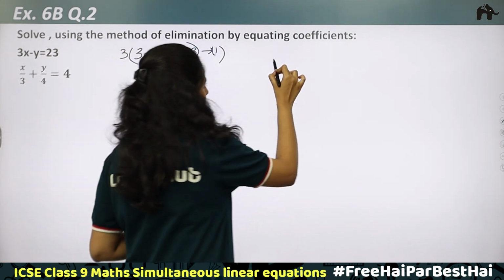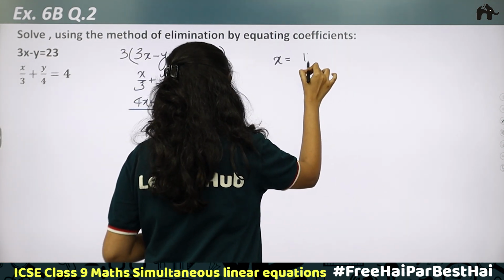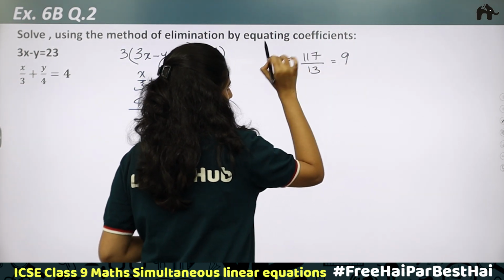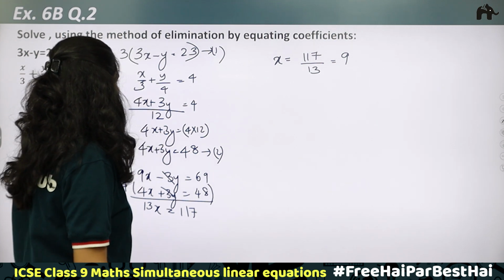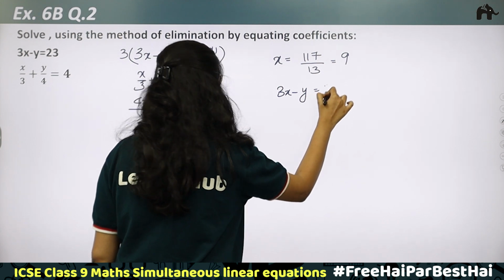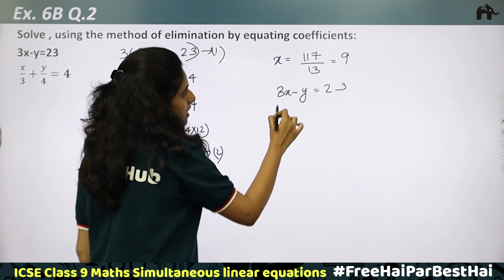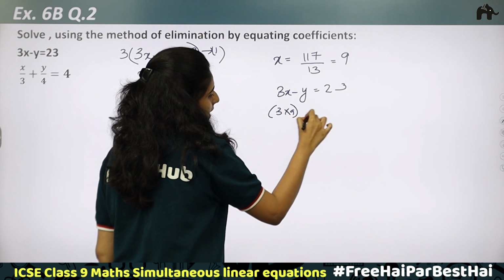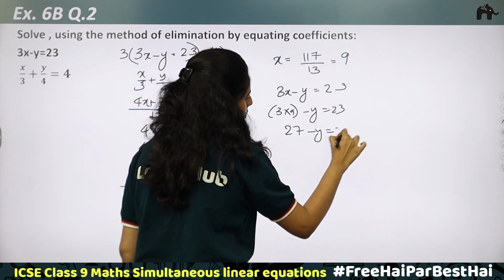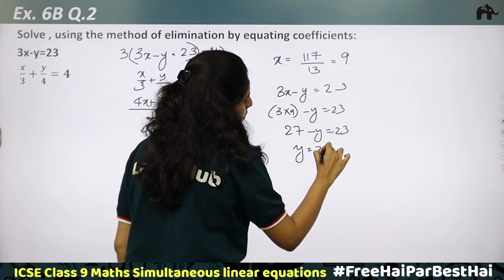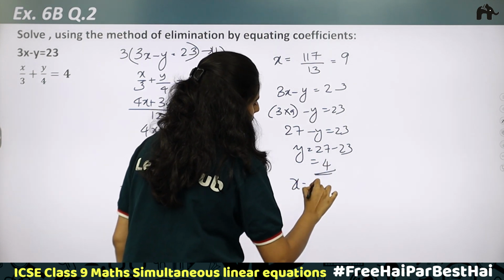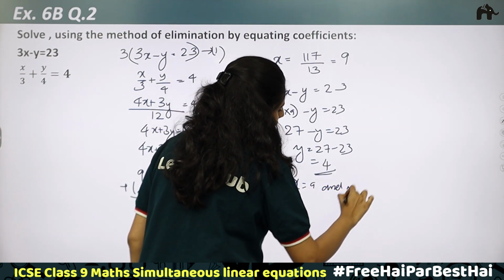117. Okay, so x is equal to 117 divided by 13, which is equal to 9. x value is equal to 9. Now we can find the y value. We have 3x minus y is equal to 23. 3 into 9 minus y is equal to 23. 3 into 9, 27 minus y is equal to 23, or y is equal to 27 minus 23, which is equal to 4. So x is equal to 9 and y is equal to 4.